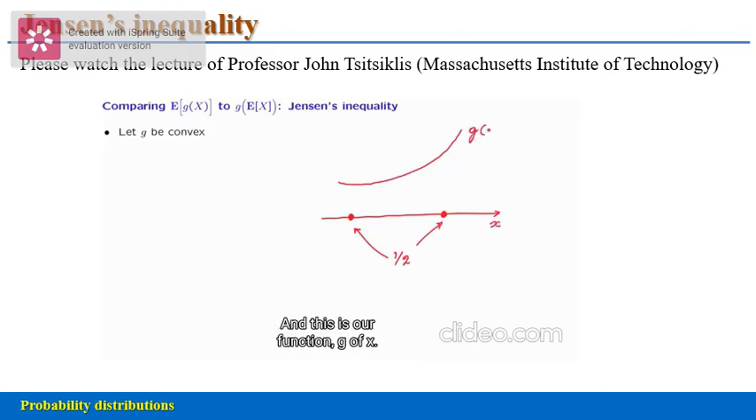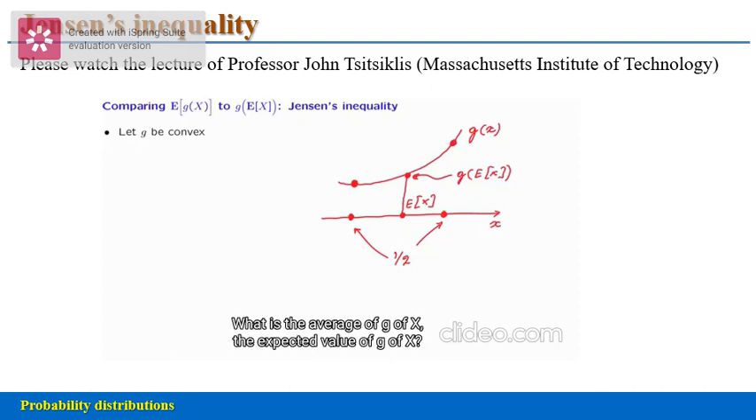And this is our function g of x. Since they take the two values with equal probability, the expected value is going to be in the middle. So this here is the expected value of X. And in particular, this value here is going to be g of the expected value of X. Now, the random variable g of X will take this value with probability 1/2, and it's going to take that value with probability 1/2.